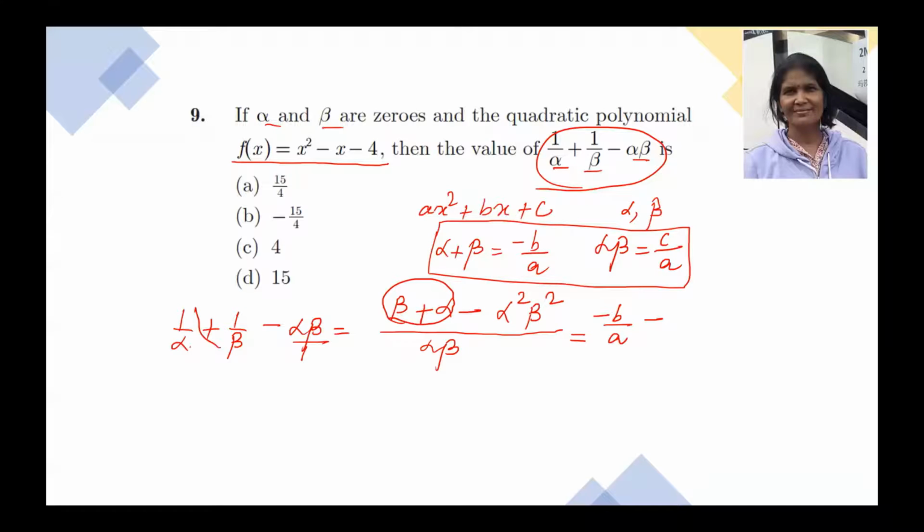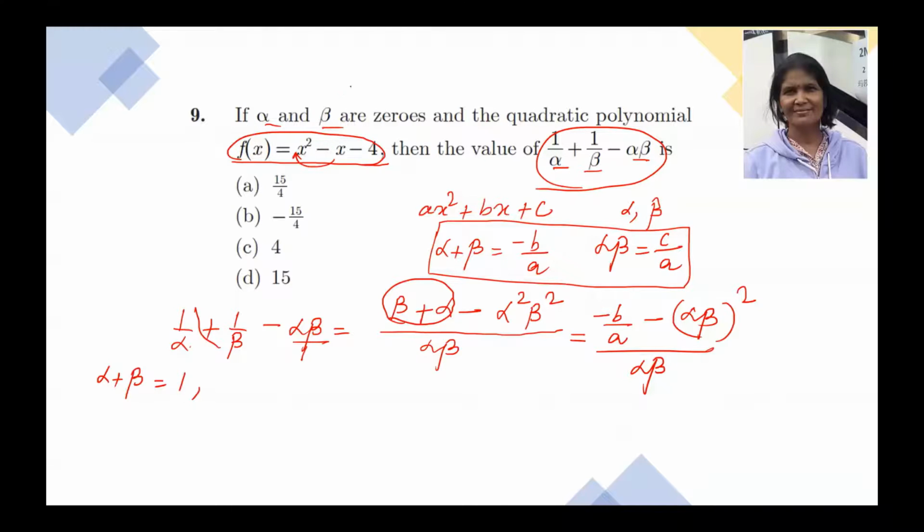And minus, this is alpha beta whole square. And here alpha beta. Okay. Instead of minus b by a, I can directly put alpha plus beta. Now coming from this particular question, I'll get alpha plus beta. So alpha plus beta is equal to minus b by a, so it will be 1.